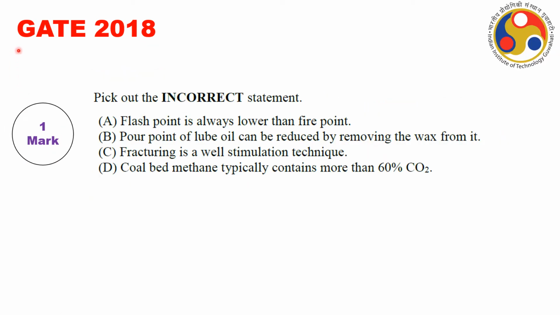So in GATE 2018, the examination is organized by IIT Guwahati. You know that the toughest paper ever in GATE Petroleum Engineering history is GATE 2018. So the question is: pick out the incorrect statement. Flash point is always lower than fire point. Pour point of lube oil can be reduced by removing the wax from it. Fracturing is a well stimulation technique. Coal bed methane typically contains more than 60% CO2.